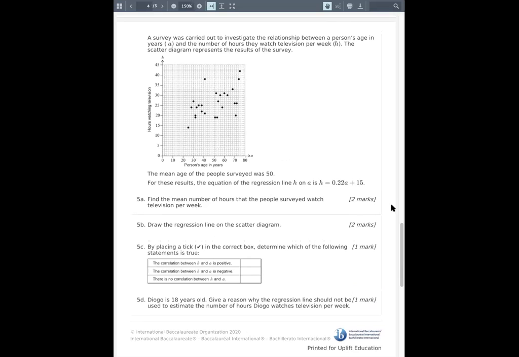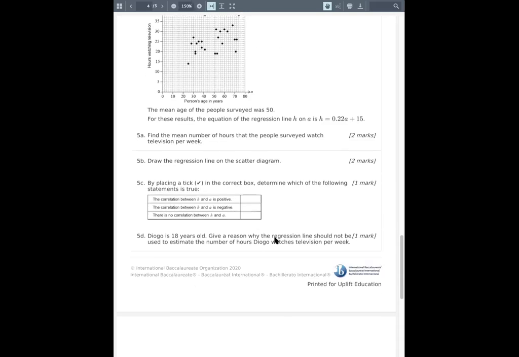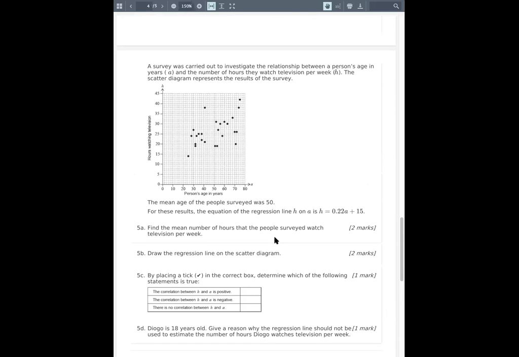Okay. So the correlation between H and A is positive, yes, because it's going upwards and to the right. Correlation between H and A is negative. That is incorrect. It is not going downwards, either way, it's not going down. And then there's no correlation between H and A. That is not true because we established a correlation. And then Diogo is 18 years old.